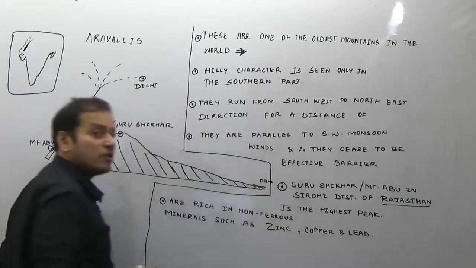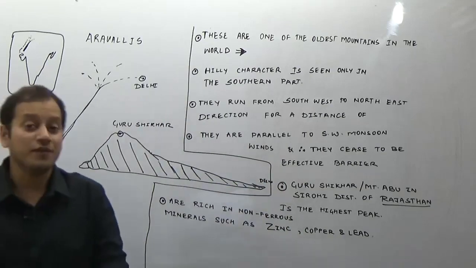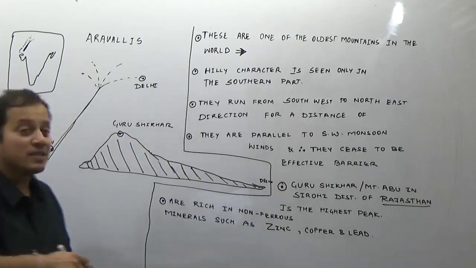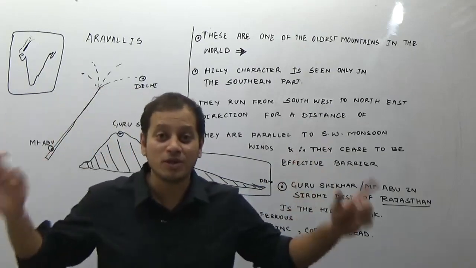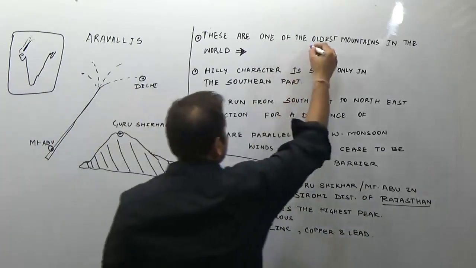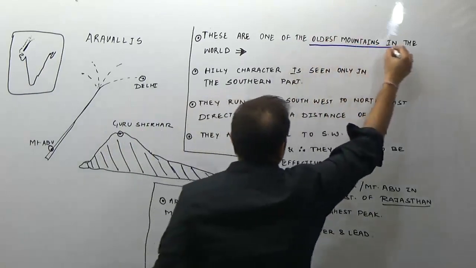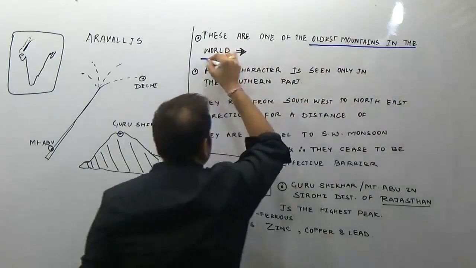Now let us study the Aravalli mountains in detail. The first thing you have to know about the Aravallis is that these are one of the oldest fold mountains in the world, and these are the oldest mountains in India. So these are one of the oldest mountain systems in India, and obviously in the world also.